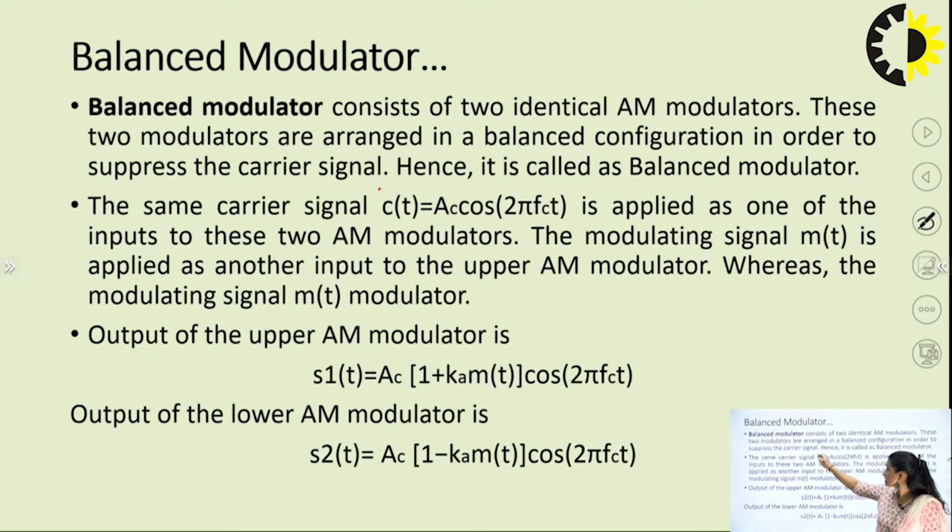The same carrier signal c(t) equals Ac cos 2 pi fc t is applied as one of the inputs to two AM modulators. The modulating signal m(t) is applied as another input to the upper AM modulator, right? Whereas the modulating signal minus m(t) is applied to the second modulator, right? Output of the upper AM modulator comes out to be S1.